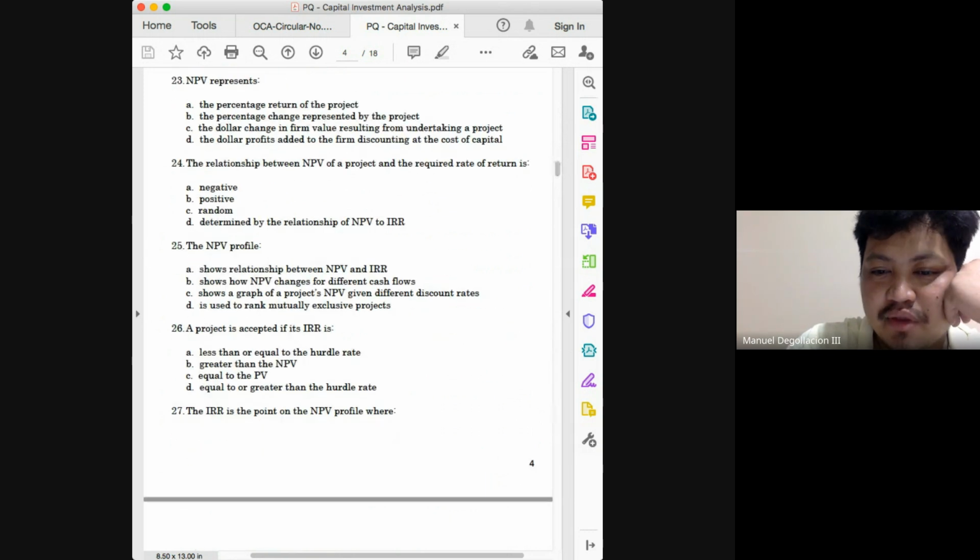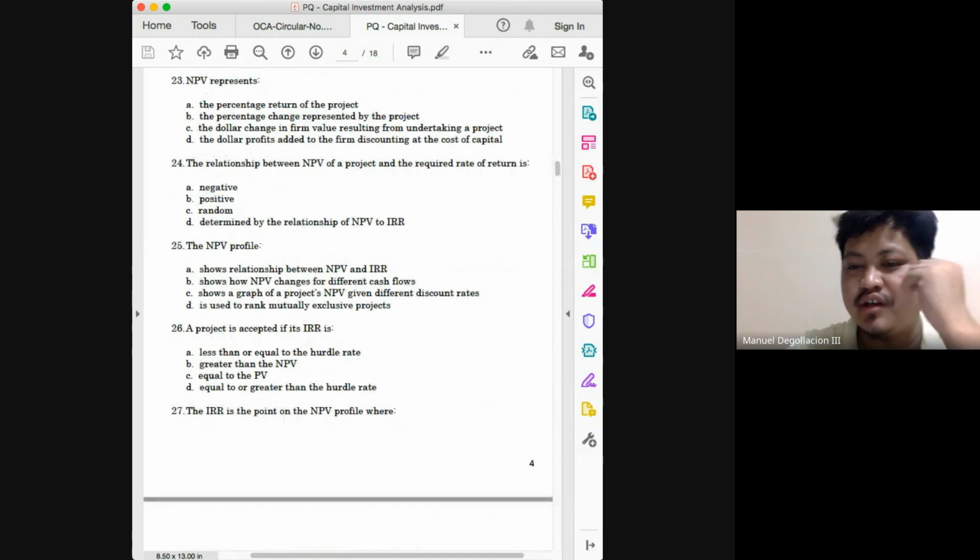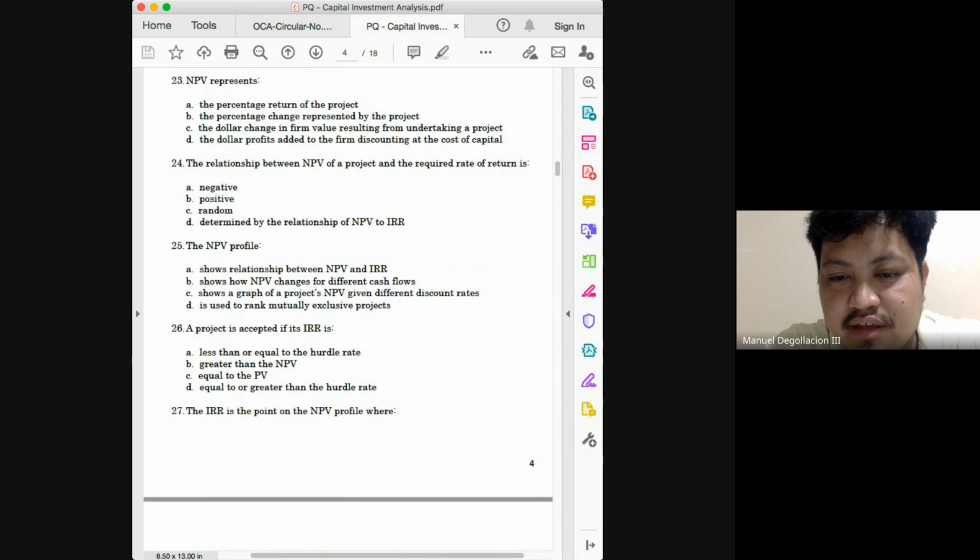Next, the relationship between NPV of a project and the required rate of return is negative. Letter A. What does it mean? The higher the required rate of return, the lower the NPV would be. Okay, the lower the required rate of return, the higher the net present value would be.